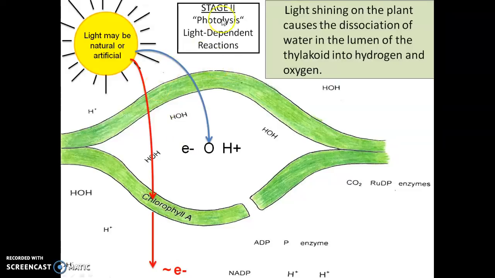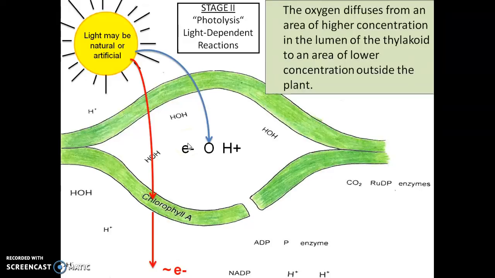Water, once again, is broken down by light. So photolysis, water is broken down by light. We get hydrogen ions, we get oxygen atoms, and we get electrons. The oxygen is going to diffuse, whoa, throwback to last chapter, right? The oxygen diffuses from an area of high concentration, which is within the lumen here, to an area of lower concentration, which is actually outside the plant. And that's our first product of photosynthesis. We know that plants make oxygen. So awesome. Here it is, guys. This is how it happens.